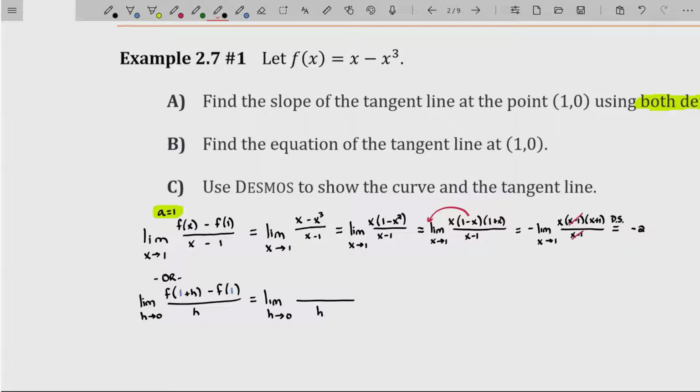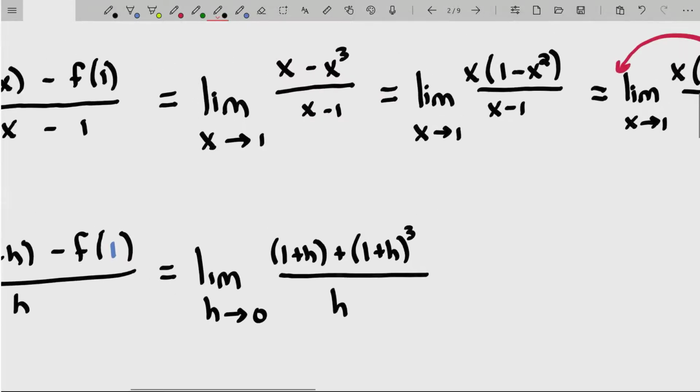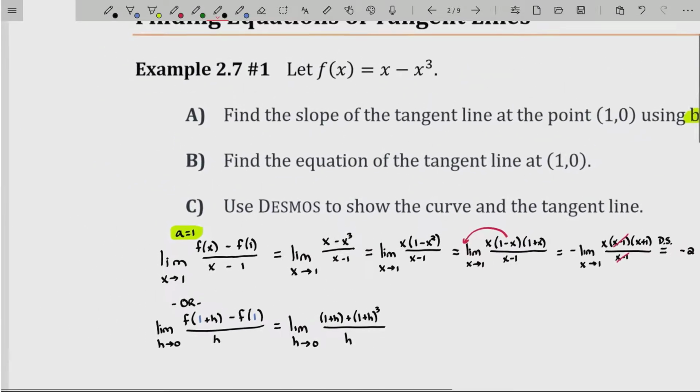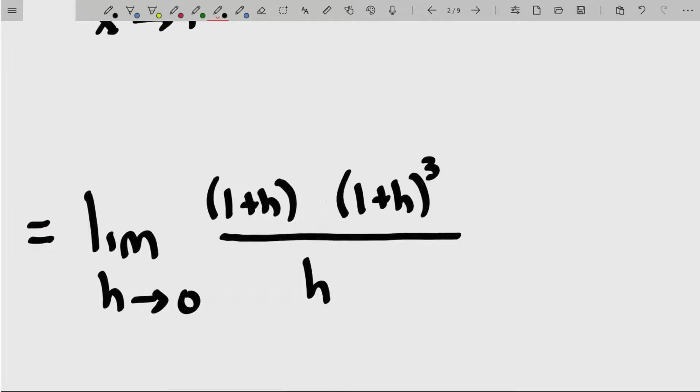And so plugging in 1 plus h into the function, we get the following. It's 1 plus h to the first plus 1 plus h being cubed. Let me just double check that that is correct. Nope, it was a minus. That's why I double check. So it was x minus x cubed, so it's 1 plus h minus 1 plus h cubed. And we're going to subtract from that, and be very careful with a subtraction like this.